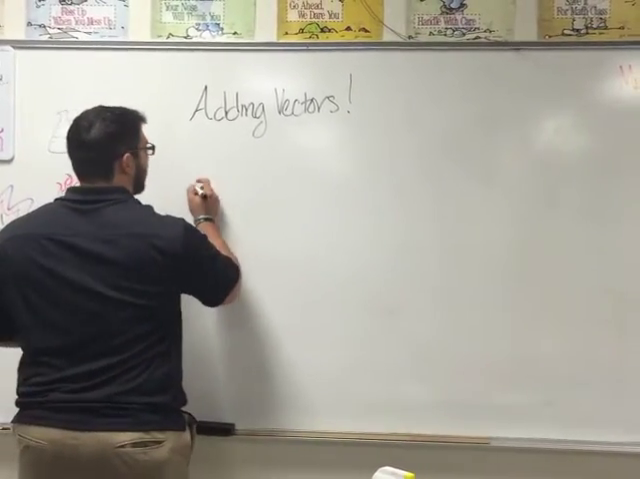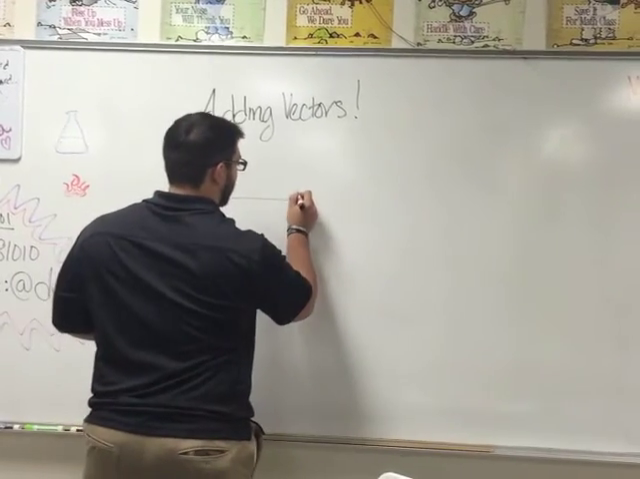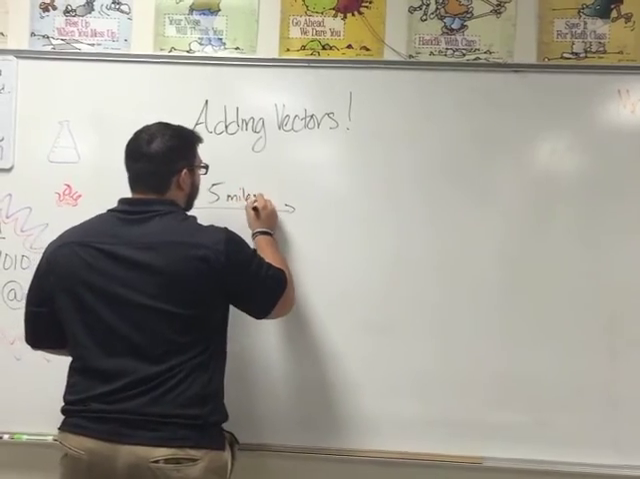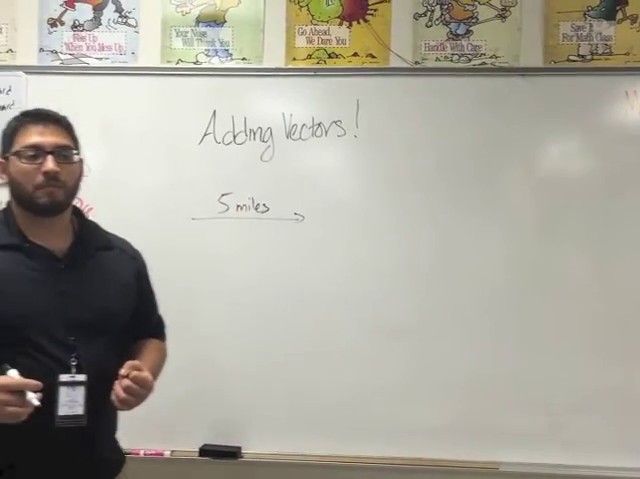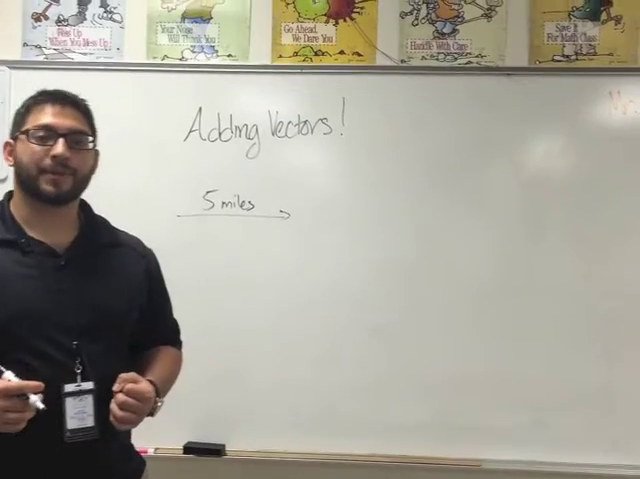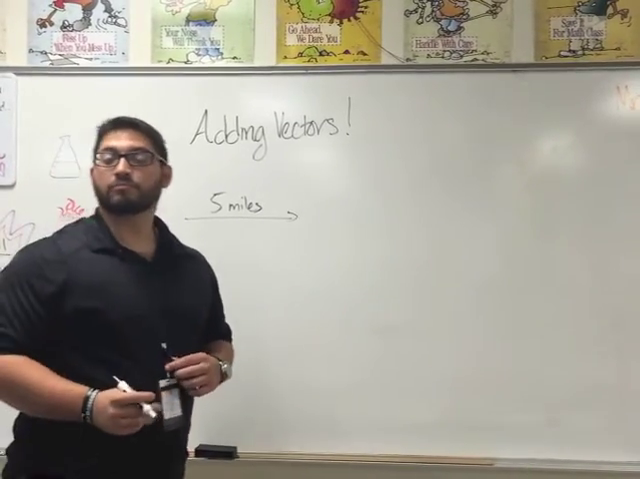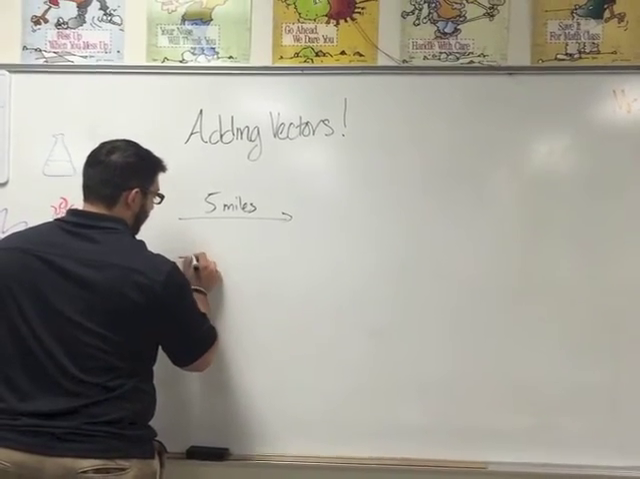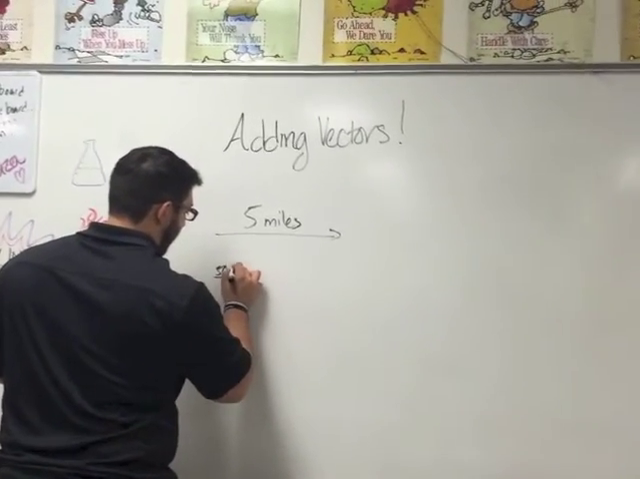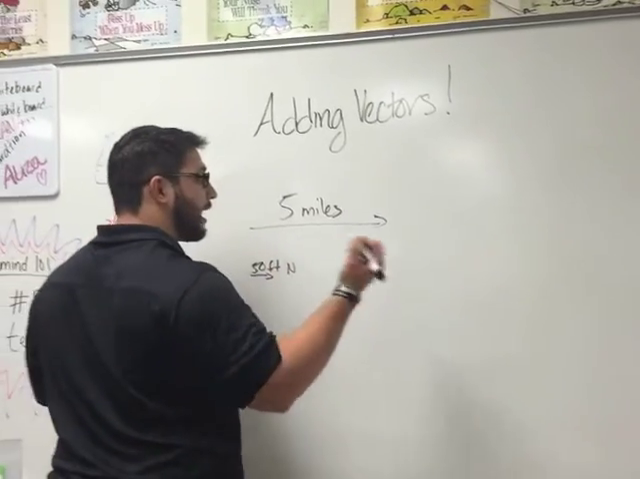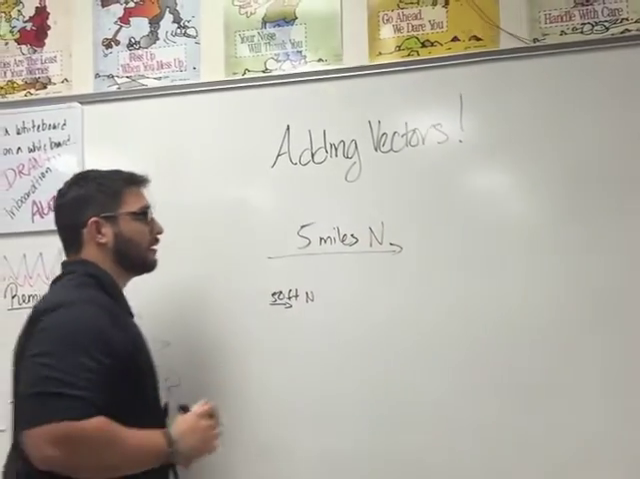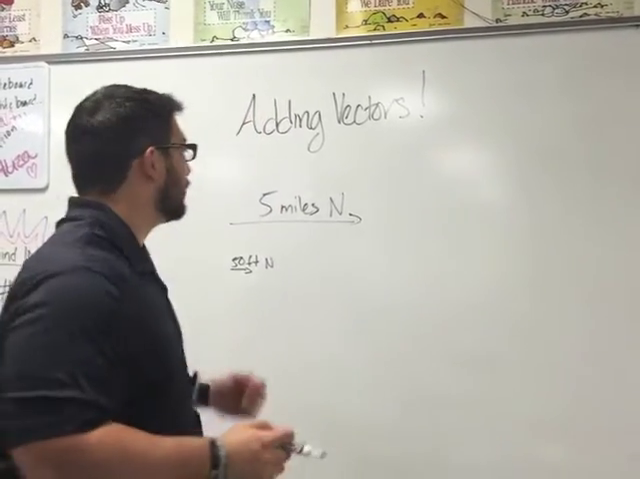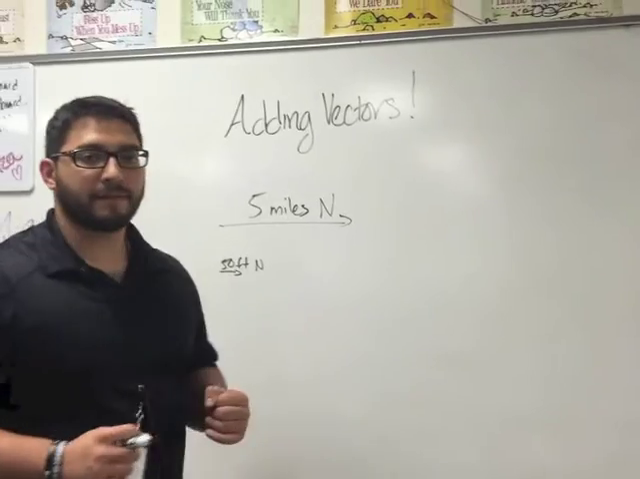Let's say I ran 5 miles north. We'll go this way, call that north. Let's say Mr. Domboski this morning walked 50 feet just to get to his truck. He walked 50 feet north. And I ran 5 miles north. How would we add these together? Very simple. We just take that 5 miles and add that 50 feet to it.